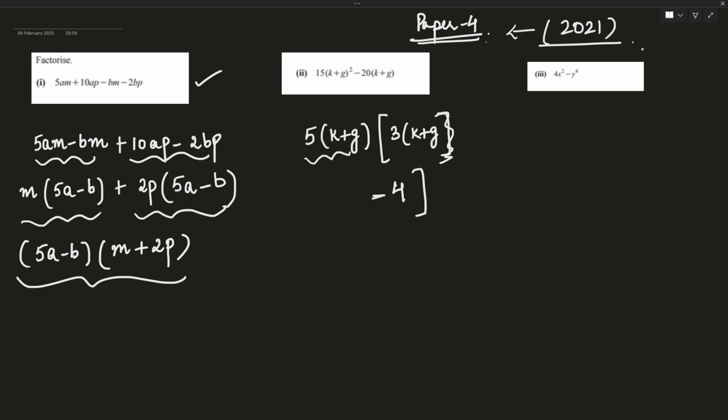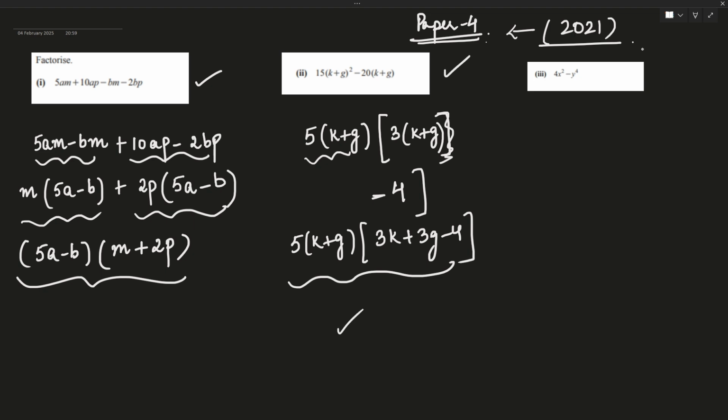You have understood how we have taken this expression as common, and how we have written the terms inside the brackets. Now we'll expand it. 5 into (k plus g). Now what is in the bracket? 3 into (k plus g), minus 4. So we'll multiply 3 with the bracket, so it will be 3k plus 3g minus 4. So this is your factorized term. We have factorized this expression into this.